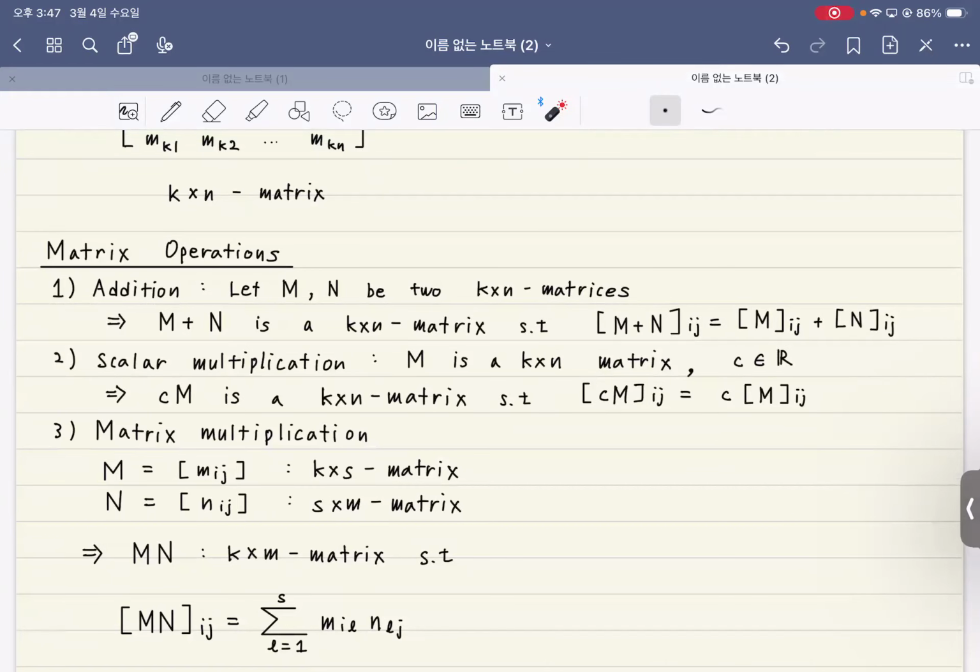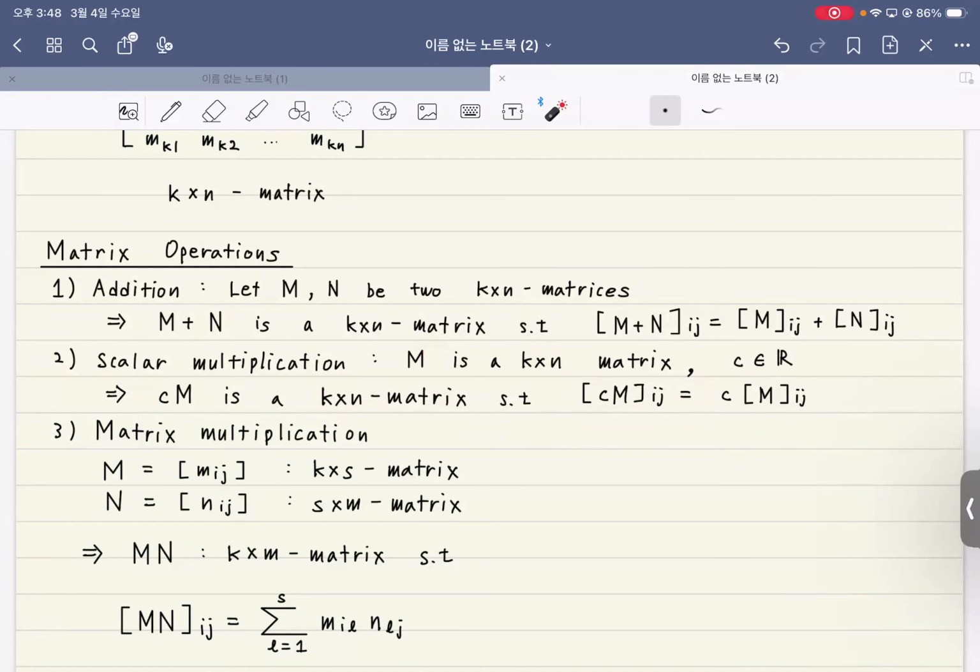What about the scalar multiplication? For the scalar multiplication, M is a matrix, and C is just some number. C times M is going to be another K by N matrix, where each entry of the matrix M is multiplied by the same number. So this is the scalar multiplication, which is very much like the vector addition and the scalar multiplication.